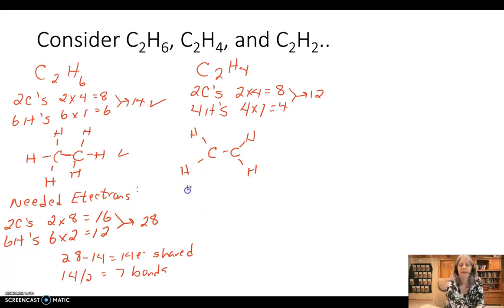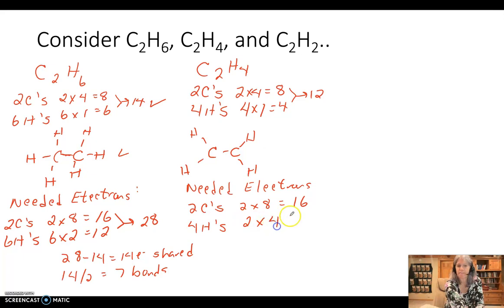Okay, and then if we do our calculation to see our needed electrons for forming octets and duets, again, we have 2 carbons. They each need 8 electrons around them to have their octet. That's 16. And we have 4 hydrogens. They each need their 2 electrons around them to have their duets. And so the total there is 24. Right, so they need 24 to be happy.